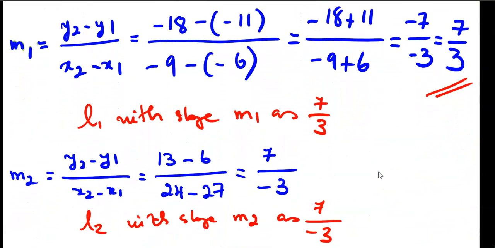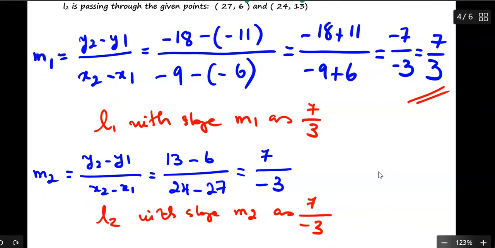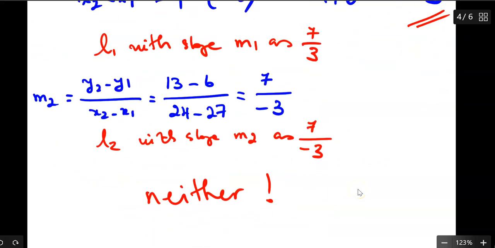The last example that I have right here is to show everyone that these slopes have the same value, but one is positive and one is negative. That doesn't mean they are perpendicular to each other. They are neither perpendicular nor parallel, because one is positive and one is negative.